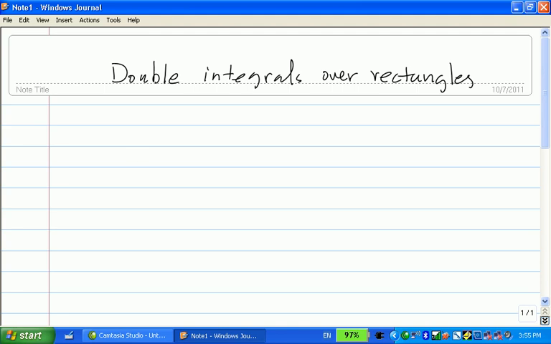This video is about double integrals over rectangles. Before we look at double integrals, first let's look at a single integral. If I give you a function that only depends on one variable, what do we mean by this? Single integral from a to b of f(x) dx.